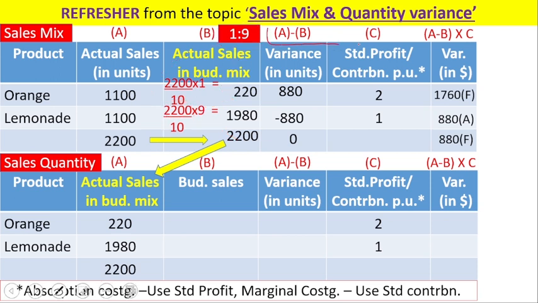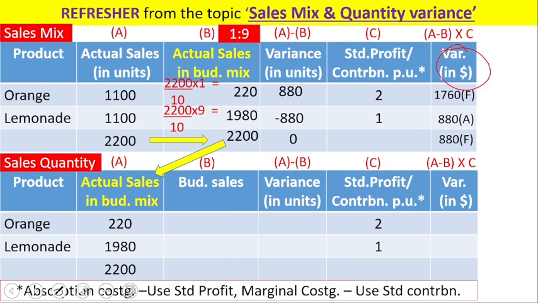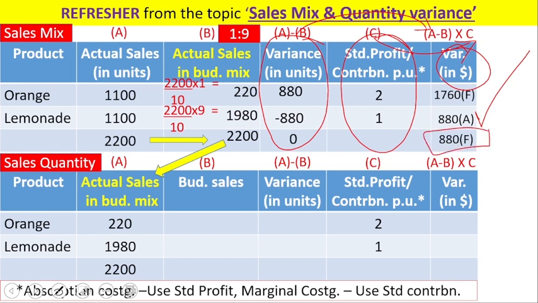Now all that you have to do is follow the instructions which are given on the top of the table. So it's A minus B to get the variance in units, and standard profit or contribution per unit will be given in the question. If it's absorption costing, use standard profit, and if it's marginal costing, use standard contribution. And to get the variance in dollar, you have to just multiply the A minus B column with the C column. That is, this column multiplied by this column, you will get the variance in dollar column. And finally, you total it to get the net variance in dollar.